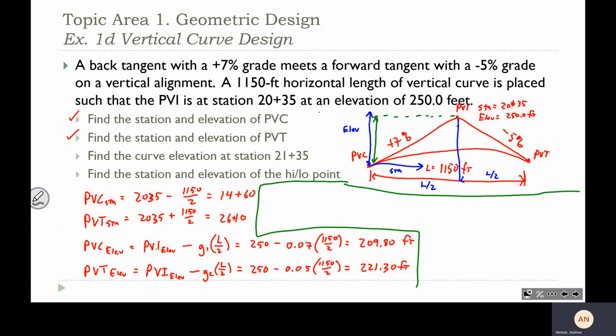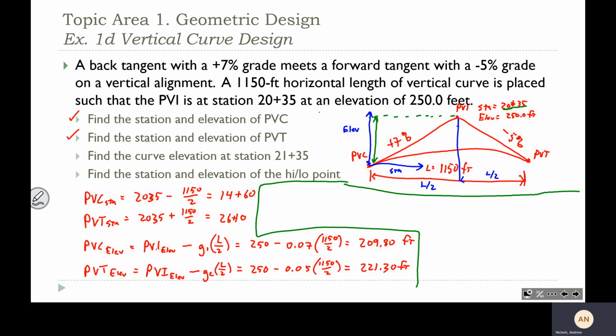So station 21 plus 35, where is it going to be relative to the PVI? Is it going to be left of it or right of it? It's going to be to the right. So how far right? It's going to be 100 feet to the right, because our PVI is at 20 plus 35. We're interested in the elevation at 21 plus 35, so that's 100 feet to the right.